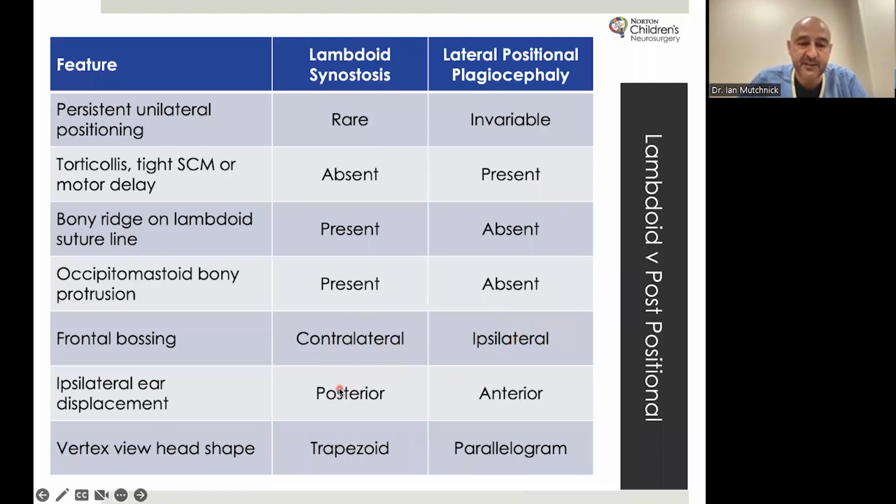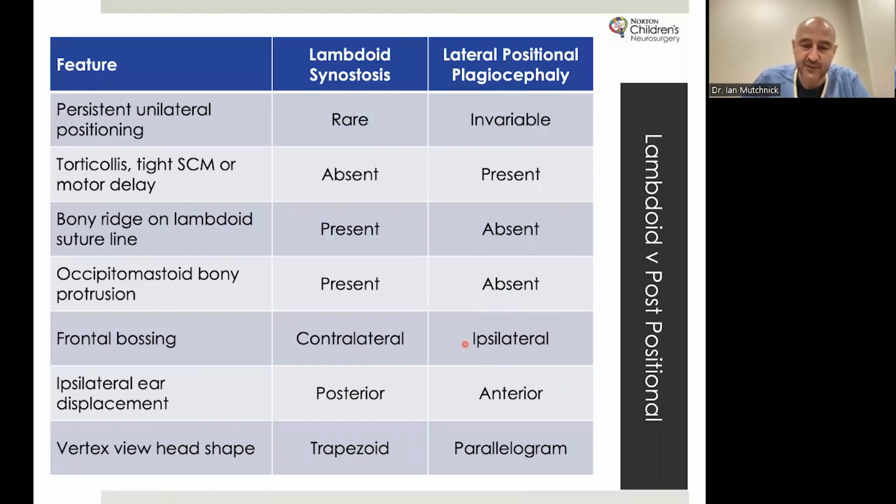Ipsilateral ear displacement is posterior because there's skull restriction in lambdoid synostosis. Here it's been pushed forward, just the same as this. It is a time pressure curve, and if it flattens enough, then the ear will move forward, and if it flattens even more, then the forehead will boss. And if you look at the top of the head, you can see that the head is shaped like a trapezoid in lambdoid synostosis because of the growth restriction, and it's shaped like a parallelogram in which one side has been shifted forward in lateral plagiocephaly.